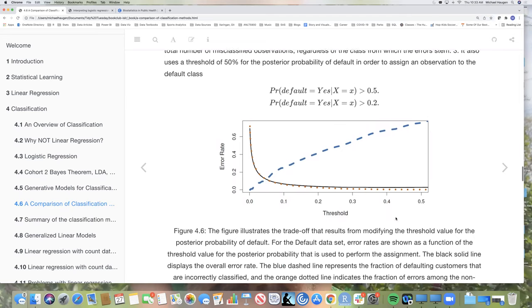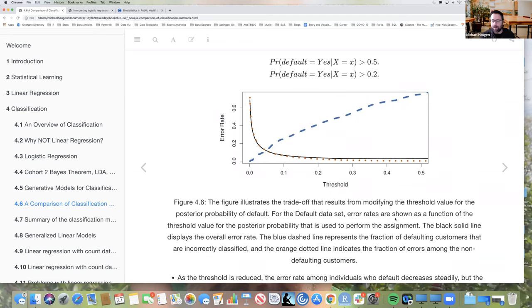We see, for the default data, error rates are shown as a function of the threshold value for the posterior probability that is used to perform the assignment. The black solid line displays the overall error rate. So as we're decreasing the threshold, the overall error rate is staying pretty solid and then eventually going up after 0.1. And then the blue dashed line represents the fraction of defaulting customers that are incorrectly classified. So that's what we see here.